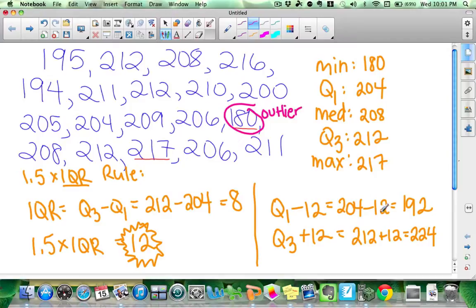Let's see if we have any other lower outliers. What's the next highest after 180? I think it's 194. 194 is above 192. It's within this range. So that's not an outlier, which means that the only lower outlier is my minimum, 180.